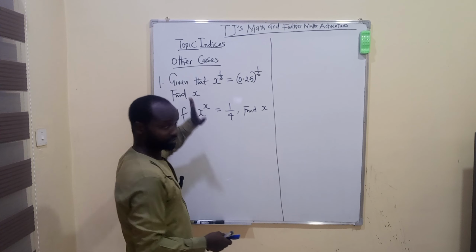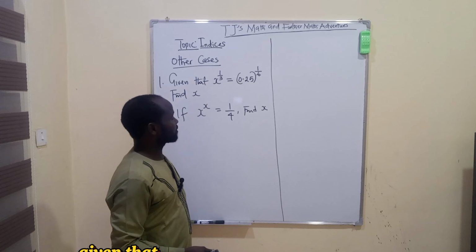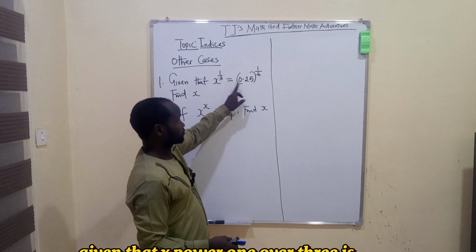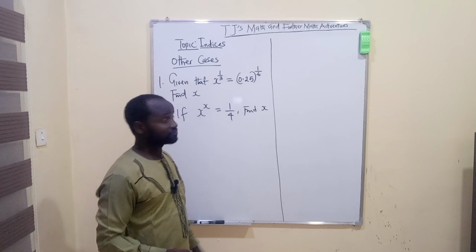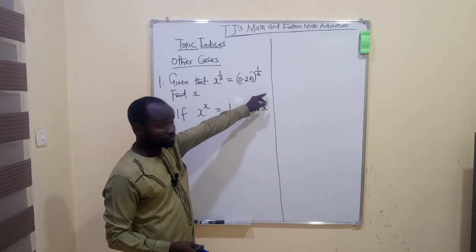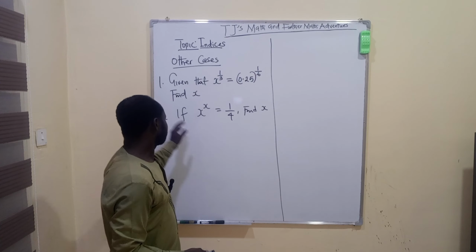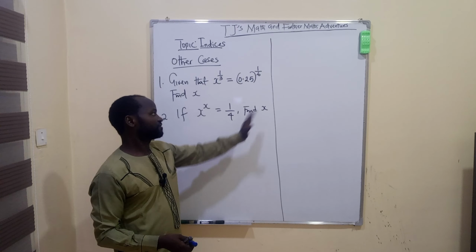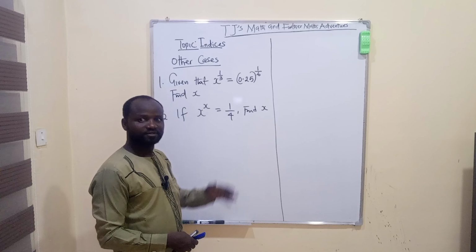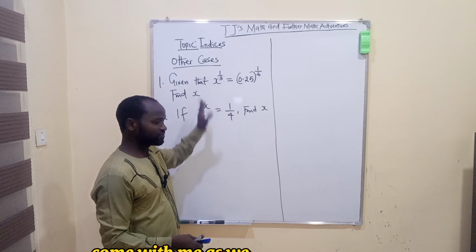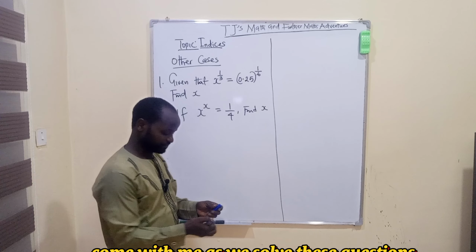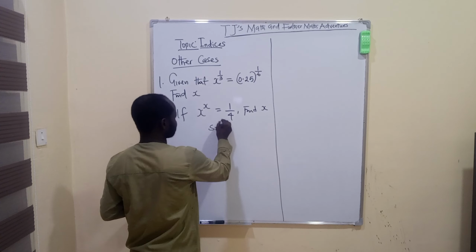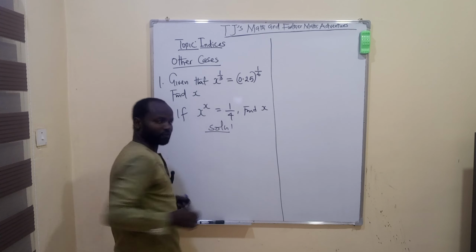The first question reads: given that x power 1 over 3 is equal to (0.25) power 1 over 6. Question number 2: if x power x is equal to 1 over 4, find x. Come with me as we solve these questions together. Write down the solution to 1 now.